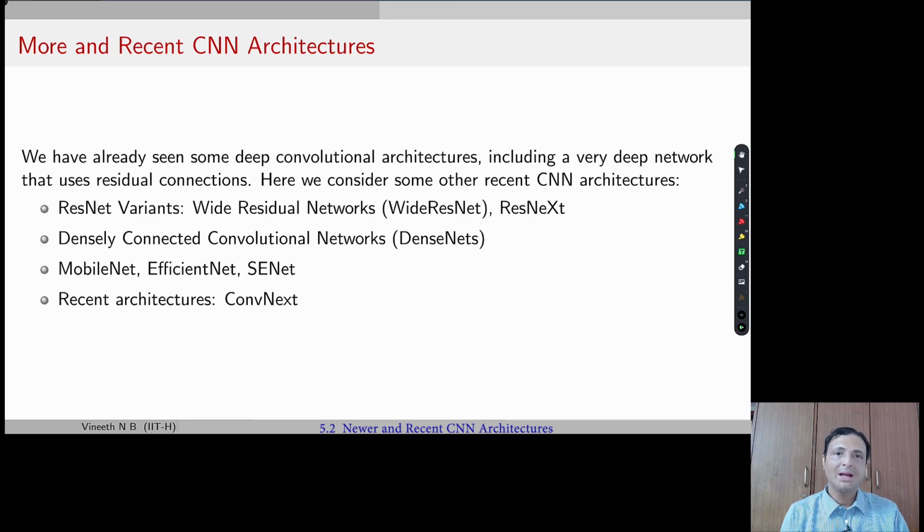We will begin by discussing a few variants of ResNets, such as wide residual networks, ResNext, and residual networks with stochastic depth. We will then discuss densely connected convolutional networks or DenseNets, followed by MobileNet, EfficientNet, and Squeeze and Excitation Net. And towards the end of this lecture, we will describe ConvNext, which is a recent CNN architecture inspired by the family of transformer models that have become very popular these days.